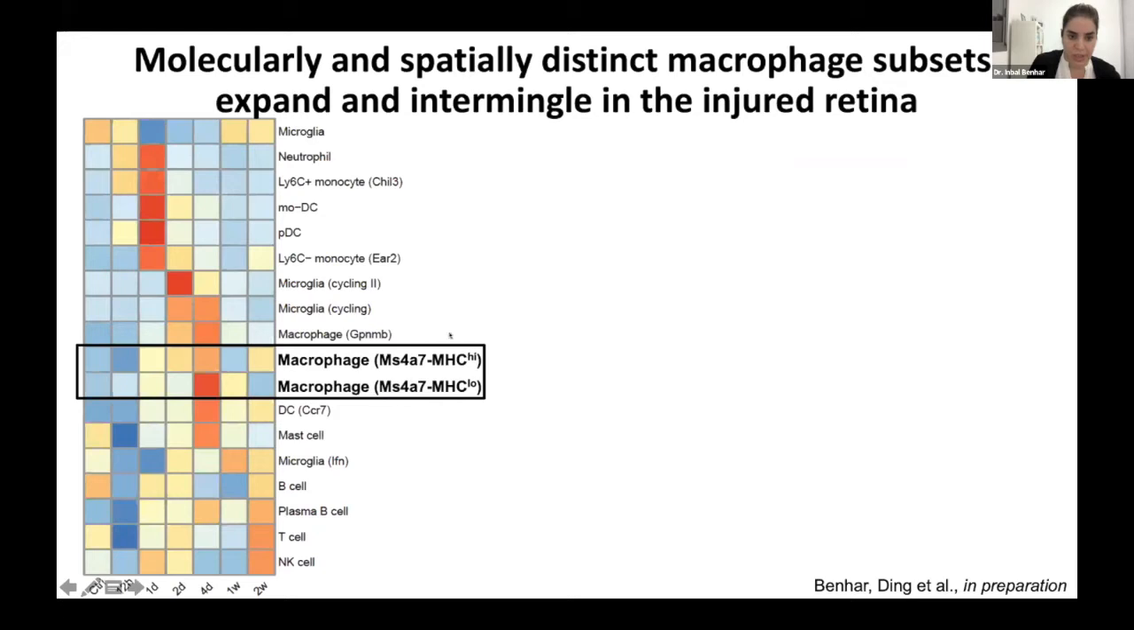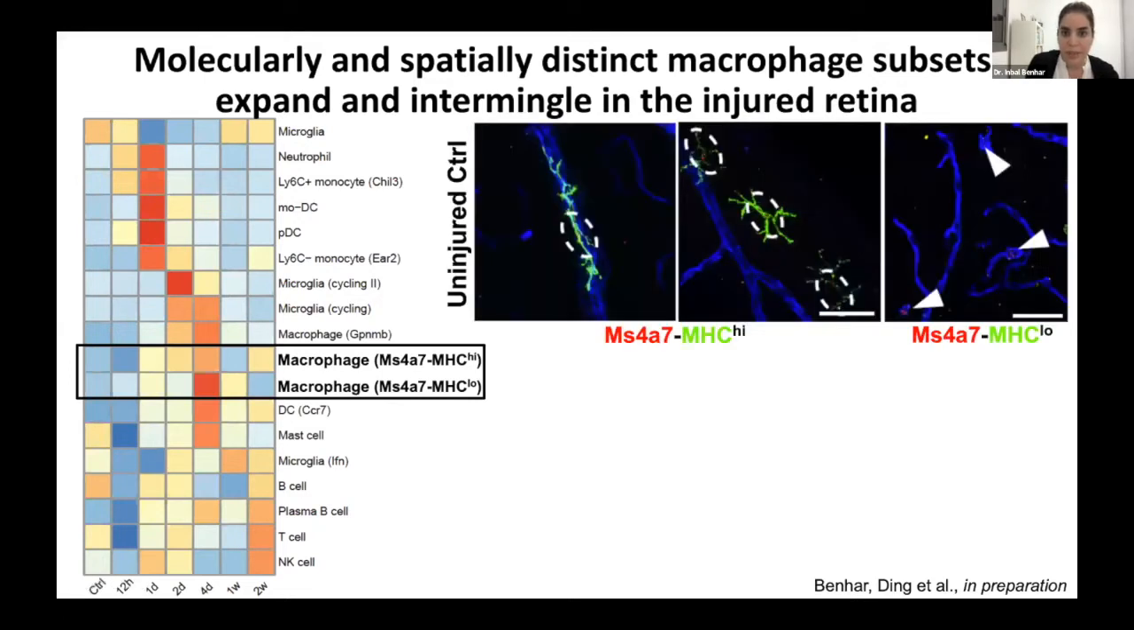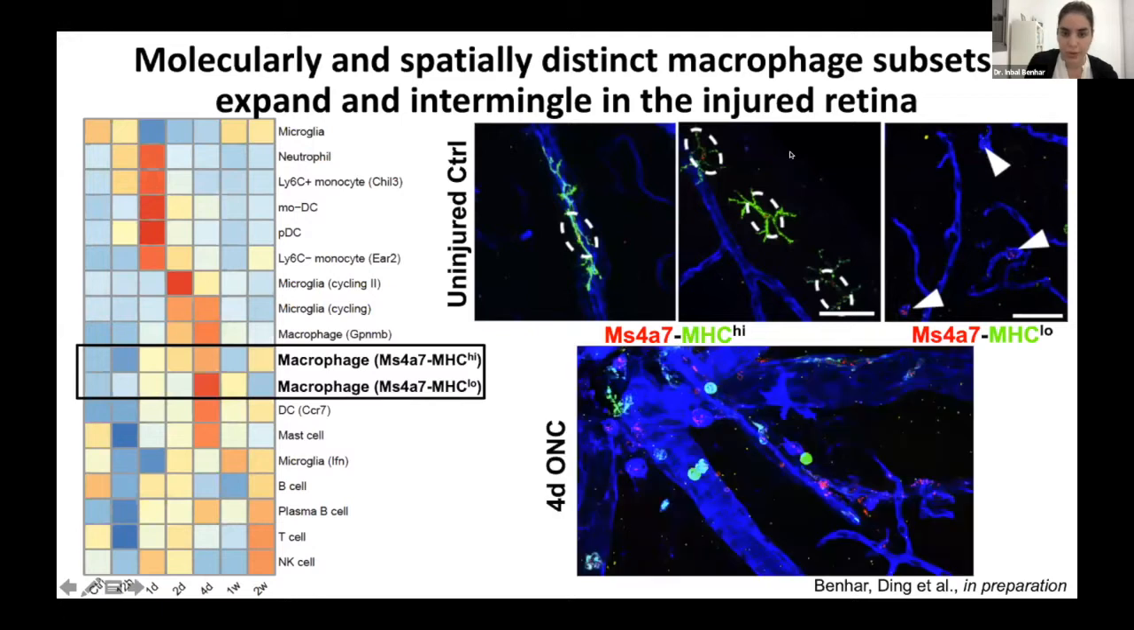As I told you, macrophage subsets expand later on in the time course, and I'm going to focus specifically on two subsets that we found very interesting that differed mostly by MHC expression levels. When we looked closely, we saw that these subsets are also present in the uninjured retina in the steady state, although at lower levels. And as you can hopefully appreciate here, these MHC high and low cells occupy distinct spatial locations in the retina at the steady state. However, after injury, they both expanded in numbers and they intermingled. The spatial segregation was much less defined.